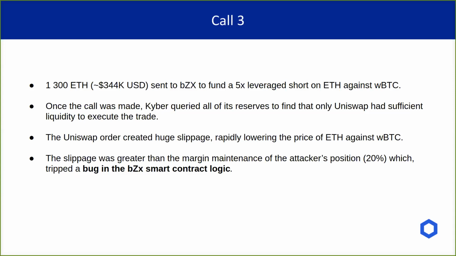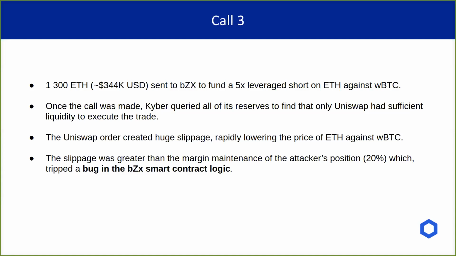So the opposite is true here. The opposite case is at play. The attackers borrowed out this ETH, and he's flooding the market with it, and therefore rapidly diluting its value. On top of this, the slippage was greater than the margin maintenance of the attacker's position. So he's leveraged at 5x. So the slippage was greater than his margin maintenance, which basically then trips a bug in the BZX smart contract logic, which, had that not happened, all of this would not have executed.